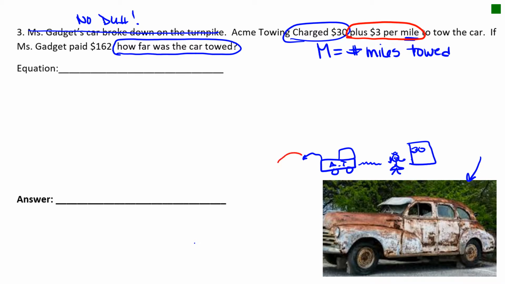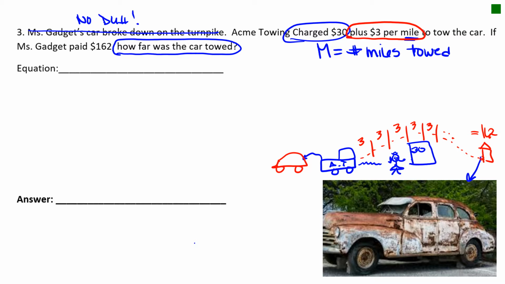So they hook her car, here's her car. They hook it up and they start towing, drive to their company. So it was $30 to start, and then here's the first mile, that cost her $3. Here's another mile, that cost her $3. Another mile, $3. Another mile, $3, blah, blah, blah, until we get over here and her total bill is $162.